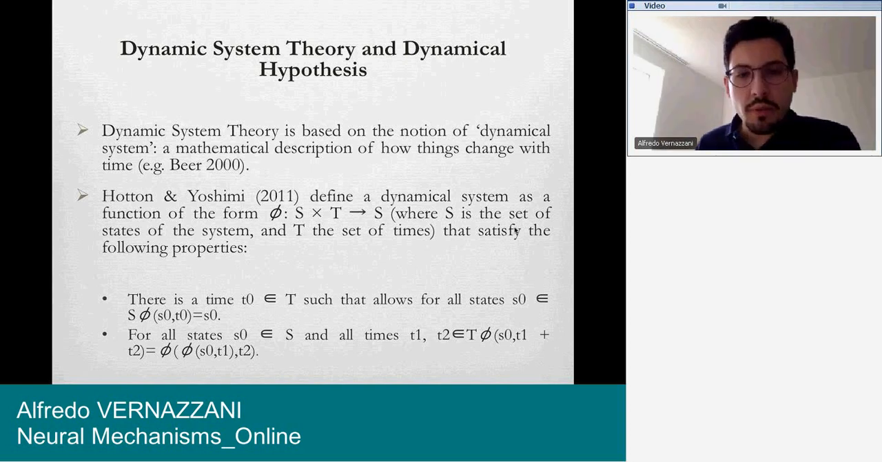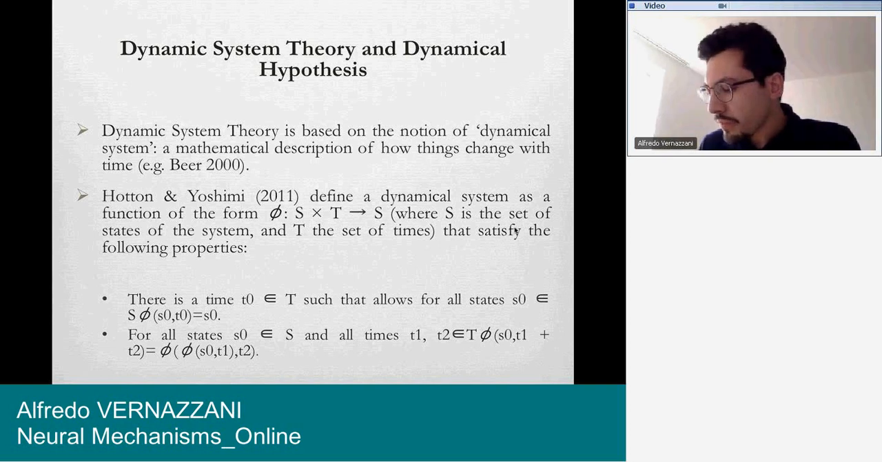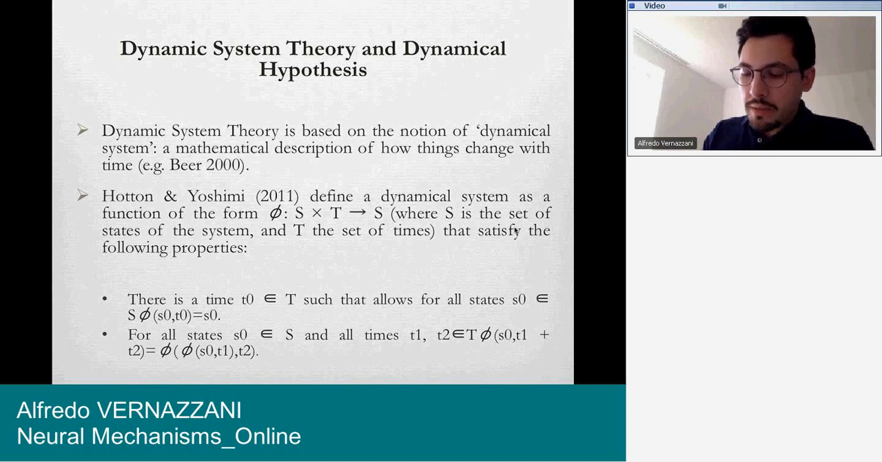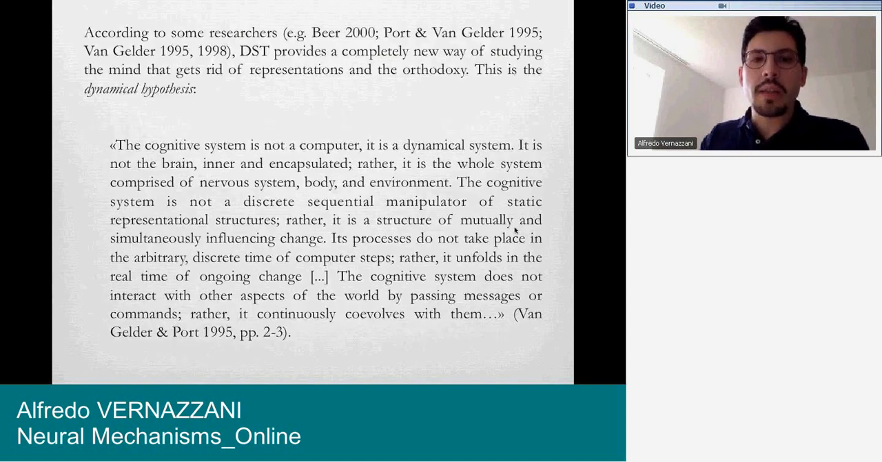In this formulation, the dynamic system theory actually isn't in opposition with the so-called orthodoxy. Many vision scientists working within the research of dynamic system theory, using these tools, do not reject representations, for example. So nothing here entails a rejection of representations.